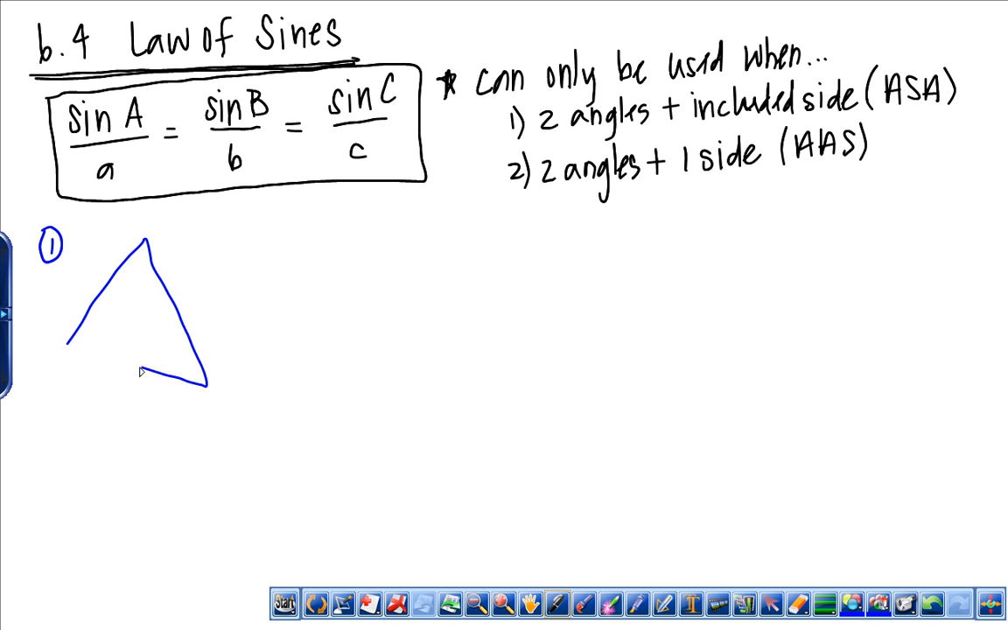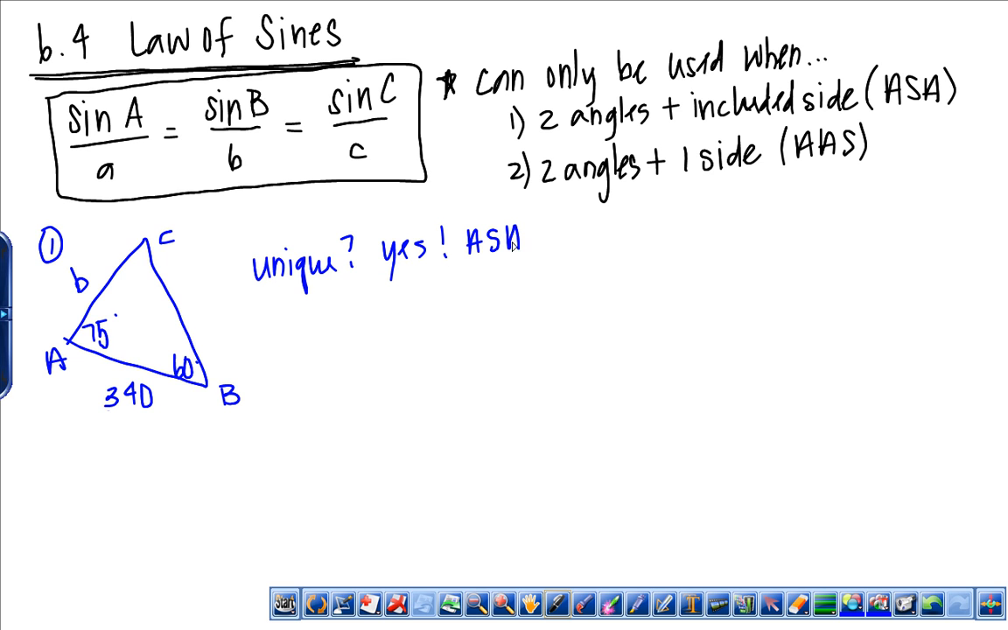So if I were to be given a random triangle labeled A, B, and C, where your side c is 340, angle A is 75 degrees, angle B is 60 degrees. And how about I say let's just find side b. Okay, the first thing I want to know is, is this triangle unique? Meaning, is there any other triangle like this? And I would say yes, this is unique by reason angle, side, angle. Okay? And since this is one of the reasons that we can use law of sines, the first thing that I want to go ahead and do is find the measure of angle C.